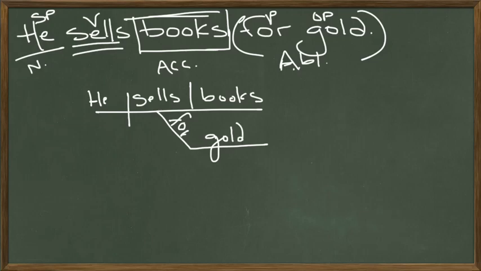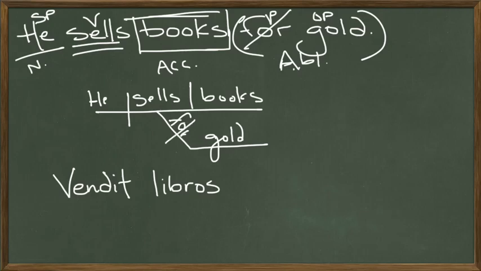Okay, so let's translate this into Latin. So he sells, from the Latin word vendo, meaning I sell, vendit, and we're going to just use the same word order here to keep things simple. Vendit, he sells books. This is plural accusative, libros. Alright, no preposition. We'll get rid of the preposition here and just put gold into the ablative case because we're talking about the ablative of price.